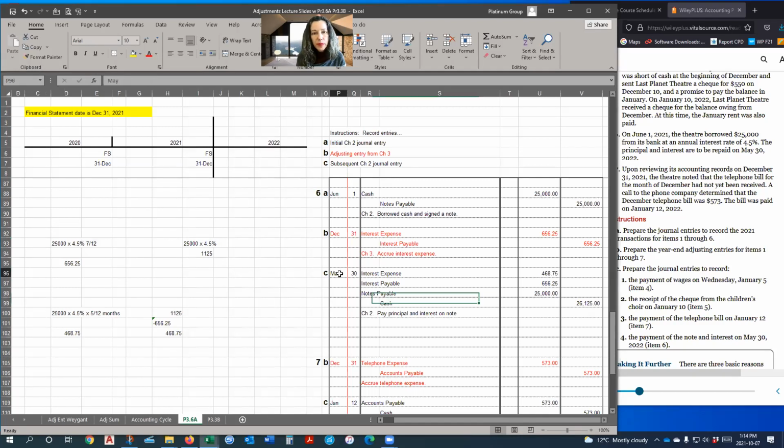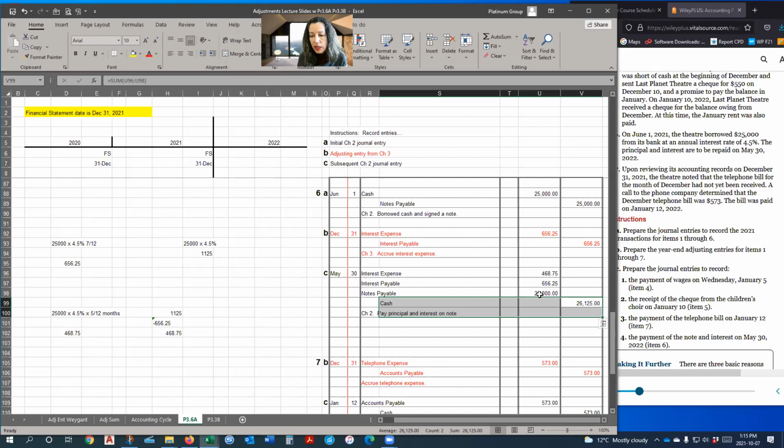Now in May, if you go down to your May journal entry, when we actually repay the loan, we have to ask ourselves, well, is there cash involved? We're repaying the loan, so yes, there's cash. How much cash? We're going to have to repay this 25,000 right here, plus interest. How much interest? It's a $25,000 loan with a 4.5% interest rate. So we're going to have to repay in total $1,125. So our cash should go down $26,125.